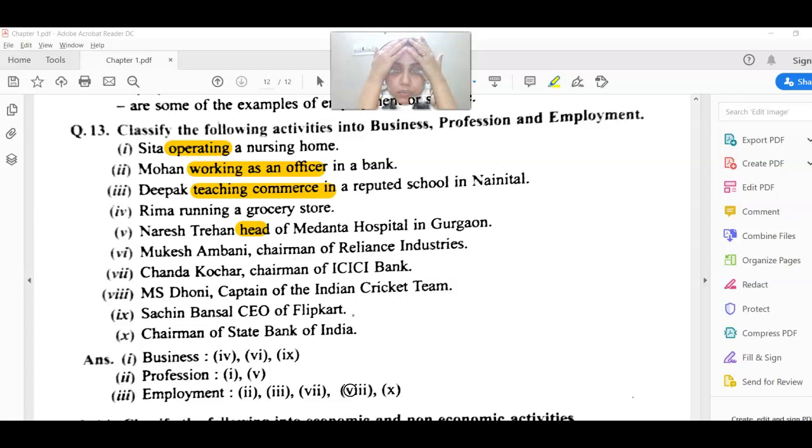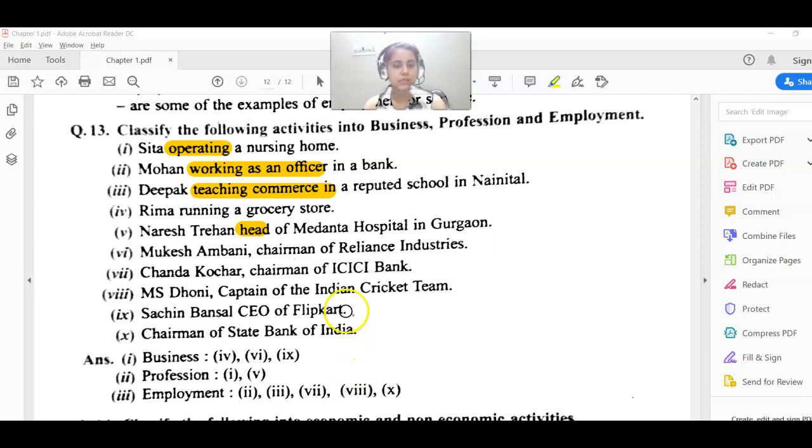Actually, you can also differentiate from this line. In employment, you can see whether there can be an entry of others or not. So MS Dhoni, for example, is a cricketer. Anybody can be a cricketer. Also, the age limit we have to see. So we can understand from this point of view also that MS Dhoni is definitely not doing a business there. It's not a profession, and it's a job.